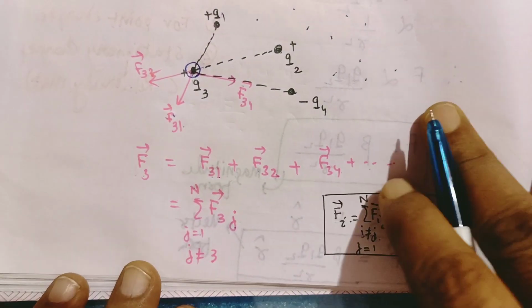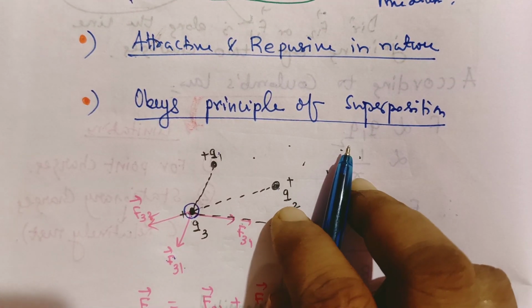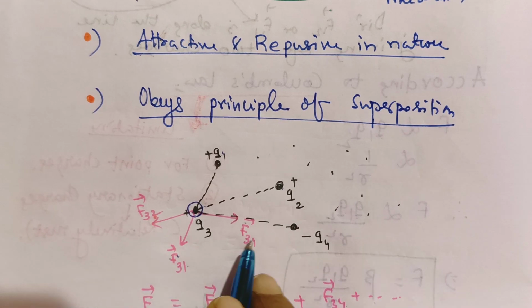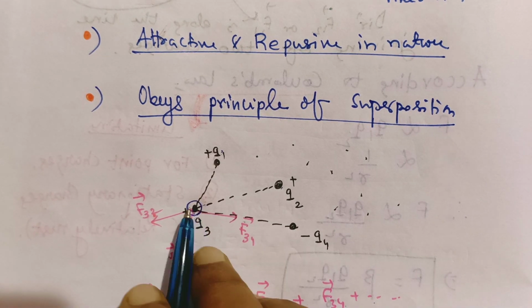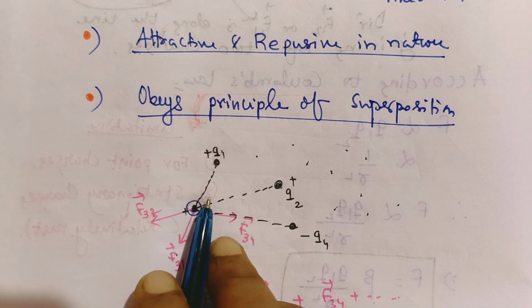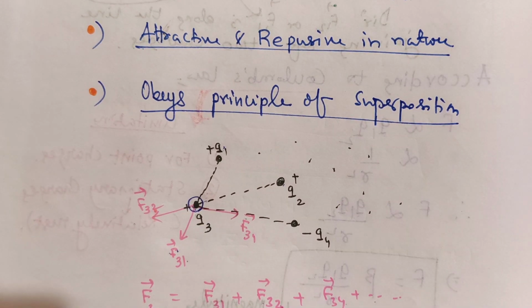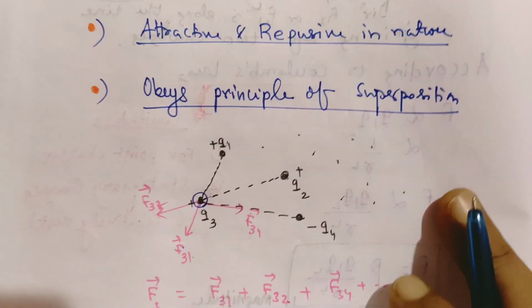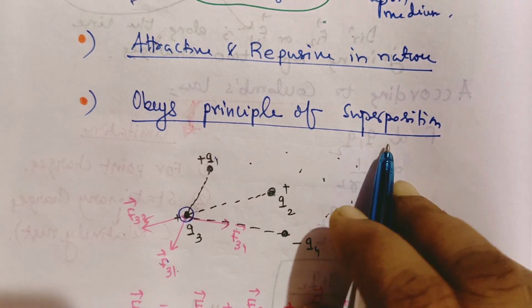Very simple. The principle means the vector sum of forces: if in a problem the total electrostatic force is due to more than one charge, then by using the vector triangle law, parallelogram law, or component method, we can add all the vectors and calculate the magnitude and direction of the resultant force. This principle is known as the principle of superposition.